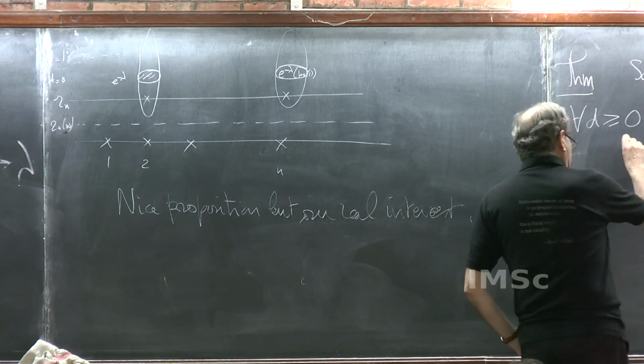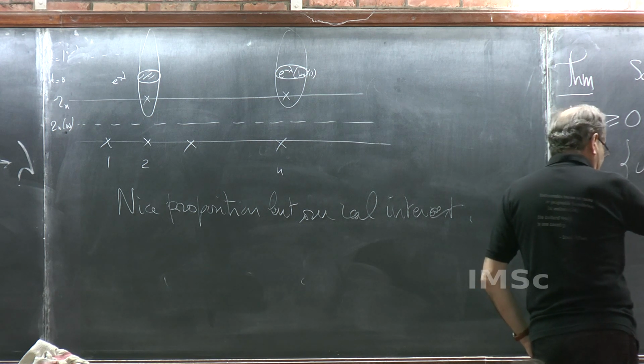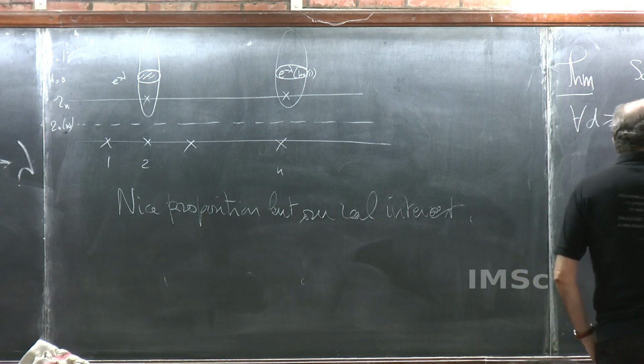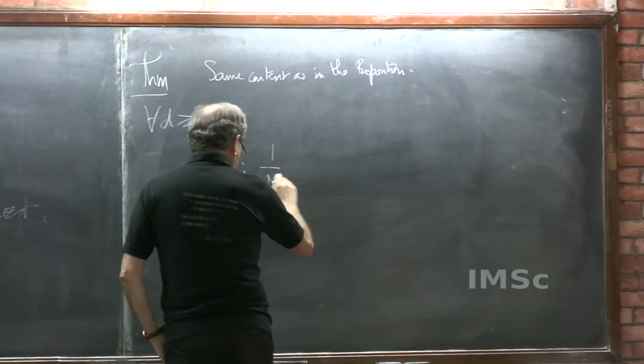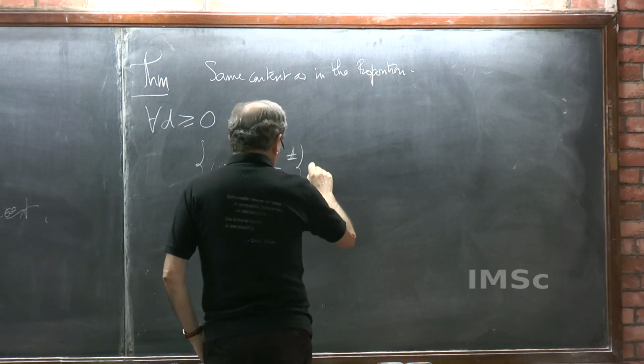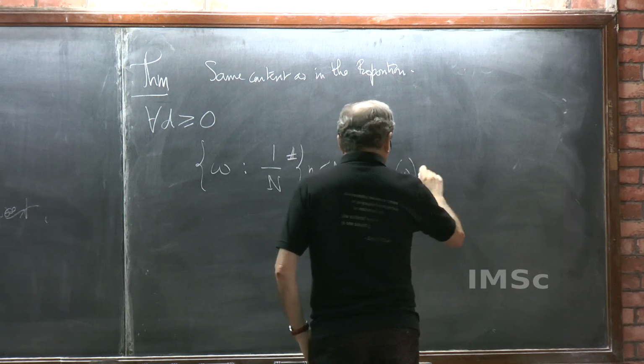So for any d, what can I say about the set of omega for which, well, what I want to do is the following. I'm looking at 1 over N, and then the cardinality of the n up to capital N for which Rn of omega is equal to d.